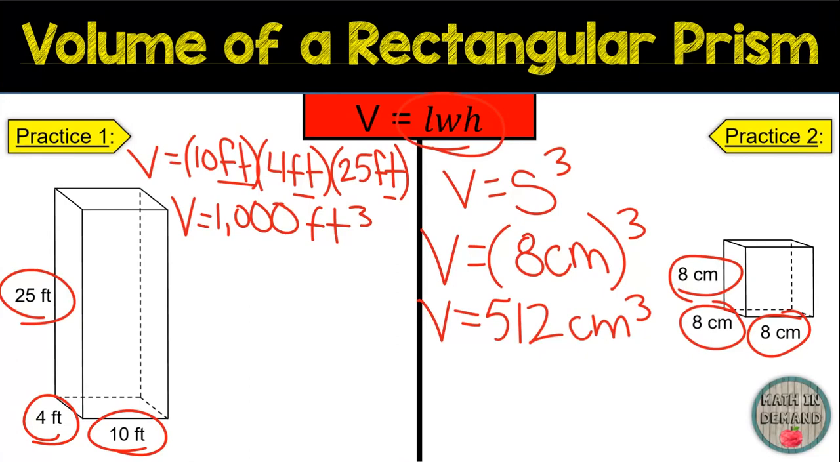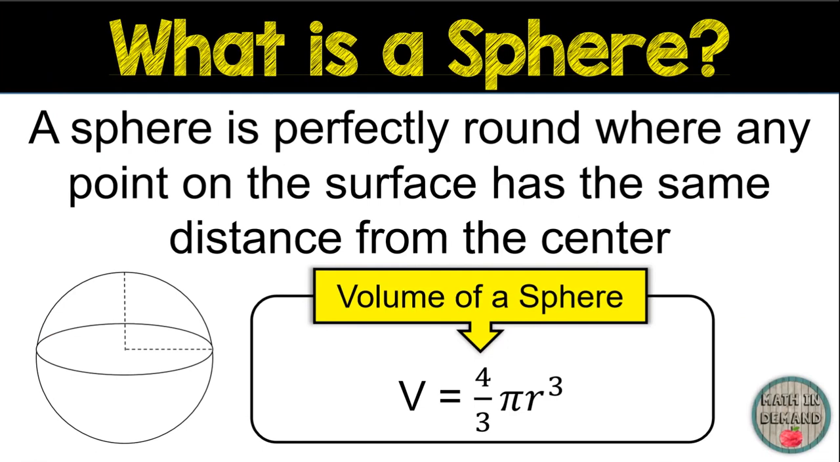So let's look at our last three-dimensional object. What is a sphere? A sphere is perfectly round where any point on the surface has the same distance from the center. So as I said, it's perfectly round. So you can see right here that it is perfectly round.